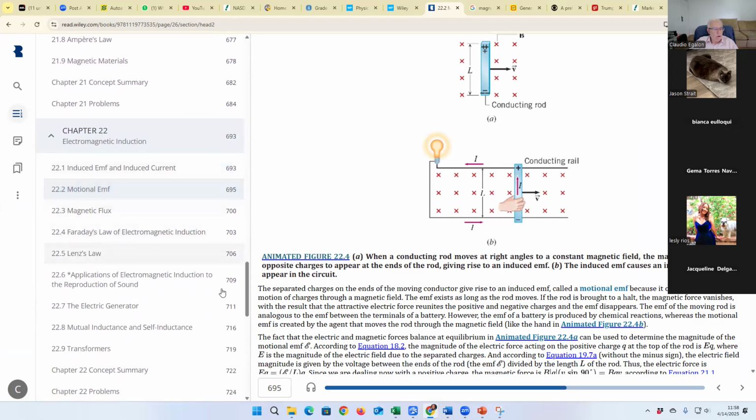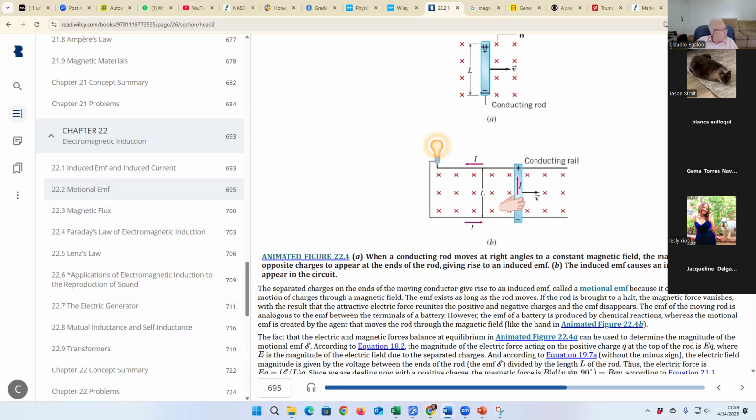This law, Lenz's law. Electric generator. I already told you about the electric generator, and then I need to talk about mutual induction. The situation is the following. I already covered 22.1 and 22.2. I told you about magnetic flux. We covered 22.4. I told you 22.5. We're going to skip this one. I already covered 22.7, and now we have 2 more to go.